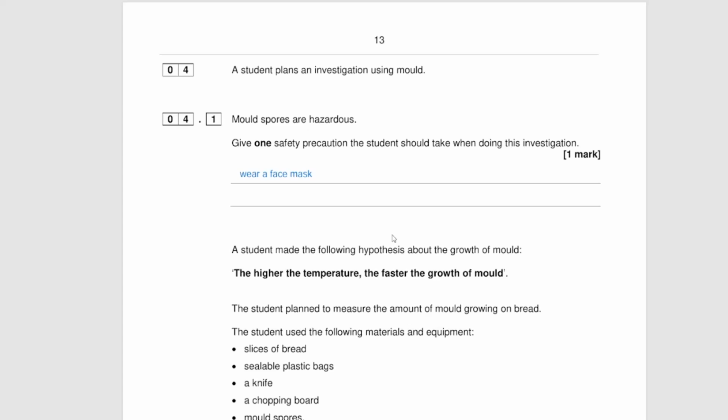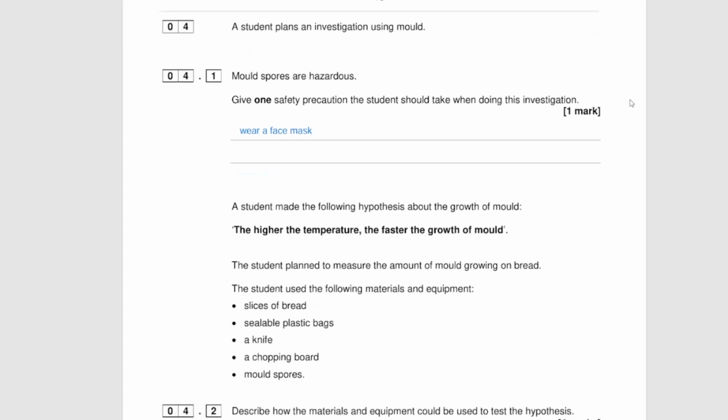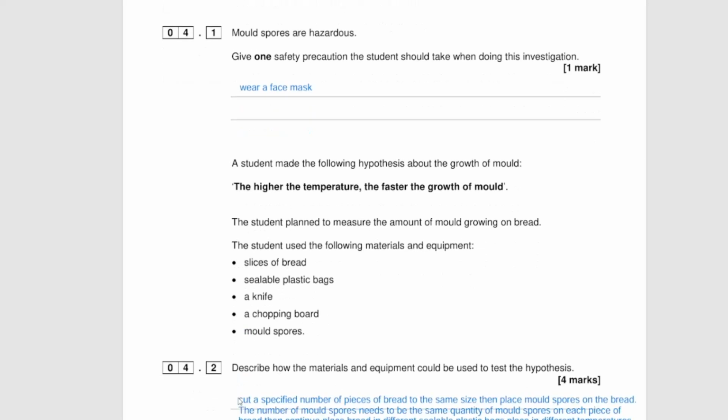Moving on to question 4. A student plans an investigation using mold. Mold spores are hazardous. Give one safety precaution the student should take when doing this investigation. Wear a face mask. A student made the following hypothesis about the growth of mold. The higher the temperature, the faster the growth of mold. The student planned to measure the amount of mold growing using the following equipment: slices of bread, plastic bags, knife, chopping board, mold spores. And then we're asked to describe how the materials and equipment could be used to test the hypothesis. This is a fairly standard design an experiment question.